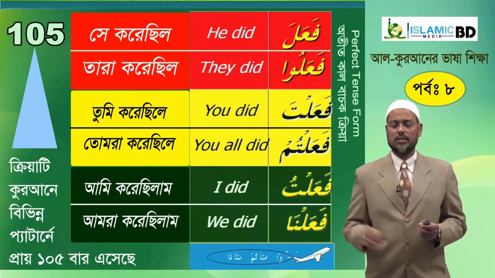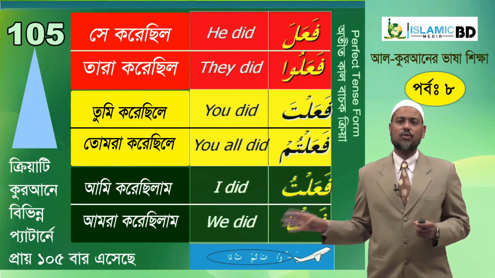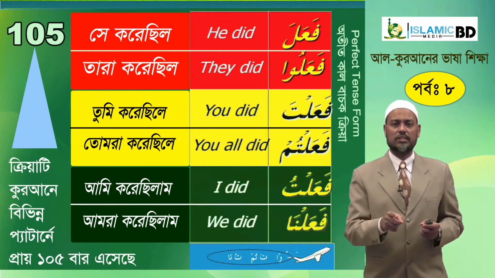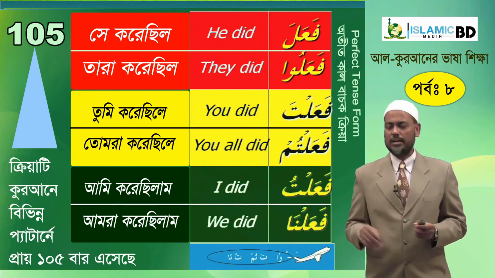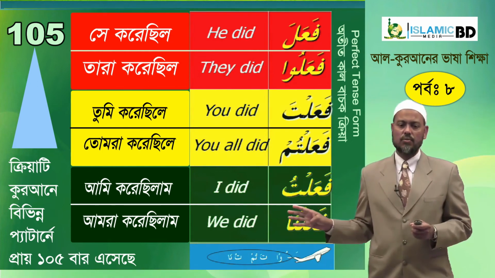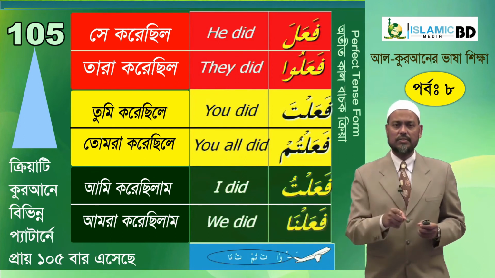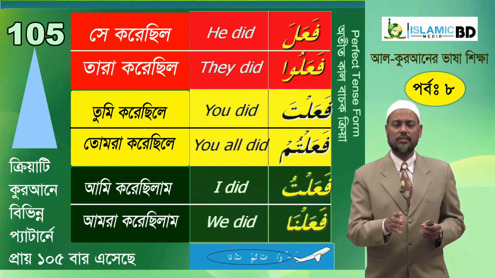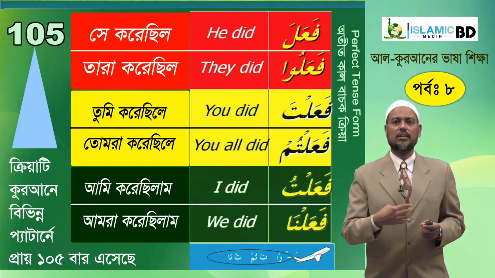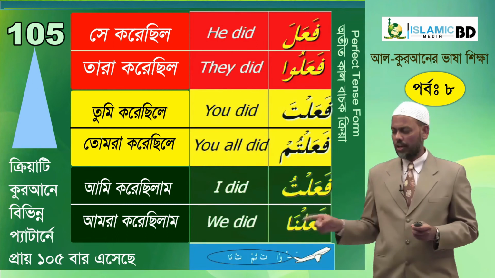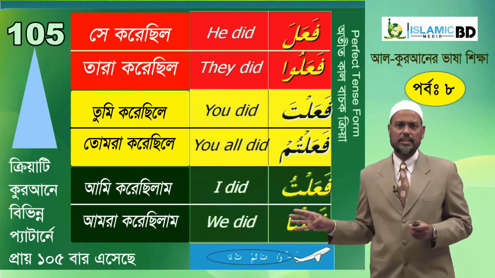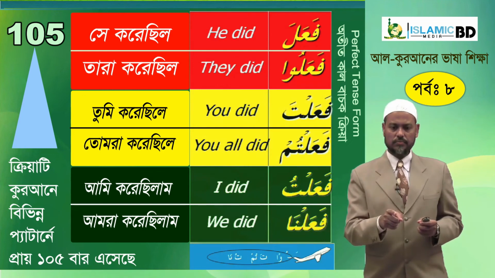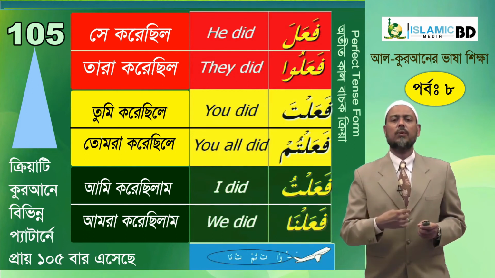Fa'alna, we did. Fa'ala, he did; fa'alu, they did; fa'alta, you did; fa'altum, you all did; fa'altu, I did; fa'alna, we did. Two more times. Fa'ala, he did; fa'alu, they did; fa'alta, you did; fa'altum, you all did; fa'altu, I did; fa'alna, we did.